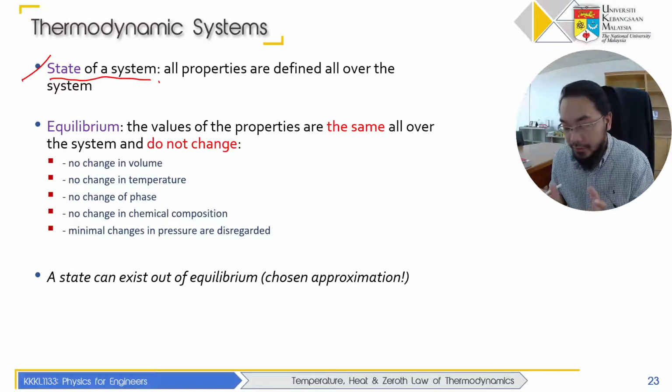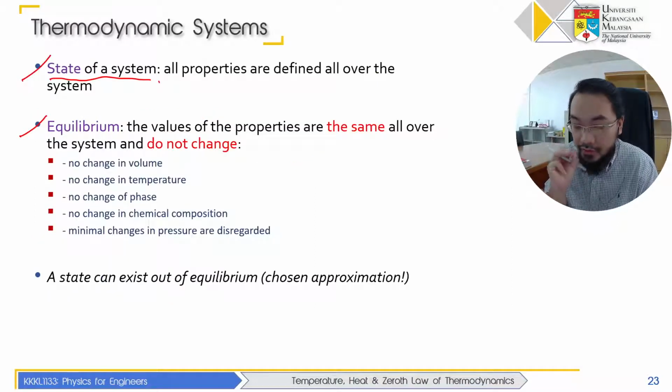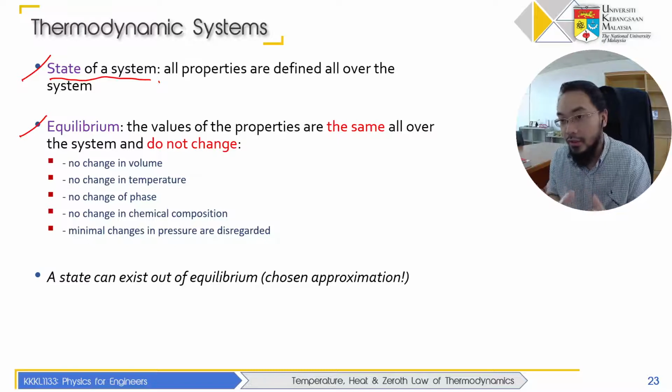Now, the state of the system is in equilibrium if the values of all the properties that I mentioned just now are the same all over the system and do not change. If we go back to the previous slide, if all of these properties at any particular time are constant and stable, then we can say that thermodynamic system is in equilibrium. A state can exist out of equilibrium if any one of the properties changes. But we can do some sort of approximation to describe the changes and how the system is behaving even though it is changing.